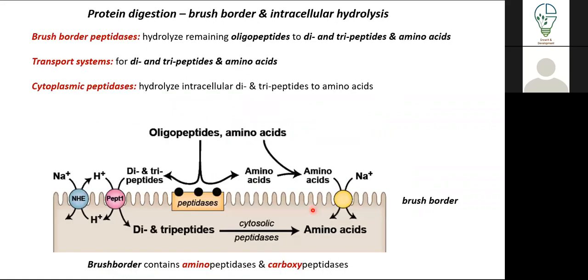Now we have the brush border and the intracellular digestion. They're very simple here. We have brush border peptidases, which break down the peptides into di- and tripeptides and even amino acids.